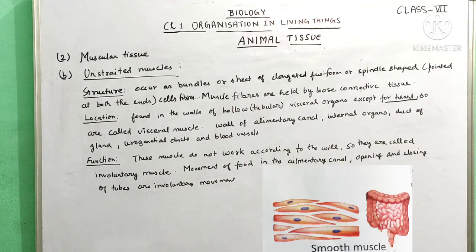Talking about the function of the unstriated muscles, these muscles do not work according to the will of the individual, so they are called involuntary muscles. It means that these muscles cannot be controlled by the conscious behavior of an animal. For example, the movement of food in the alimentary canal and the opening and closing of the tubular structure is controlled by the unstriated muscle, which is involuntary in function.